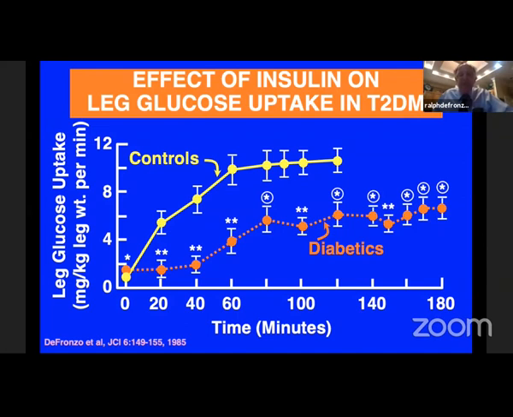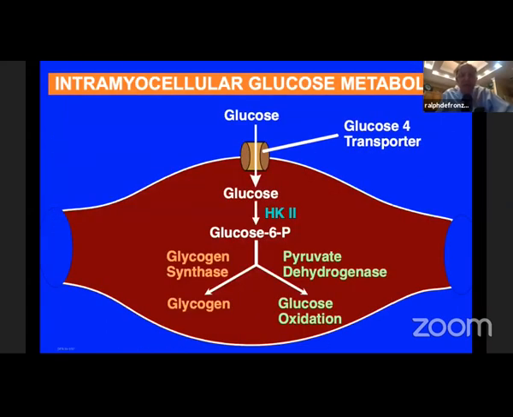And this is accounting for the great majority of the whole body defect in terms of insulin-mediated glucose uptake. So let's now start to take a deeper look within the muscle as to what are the pathways that are involved in this insulin resistance.